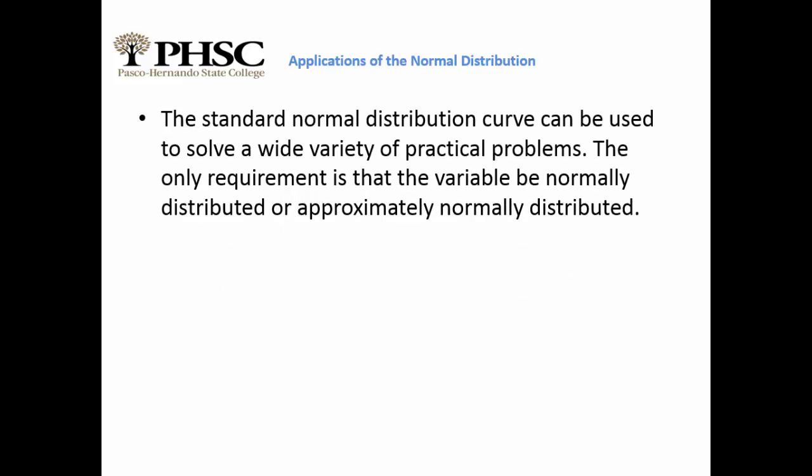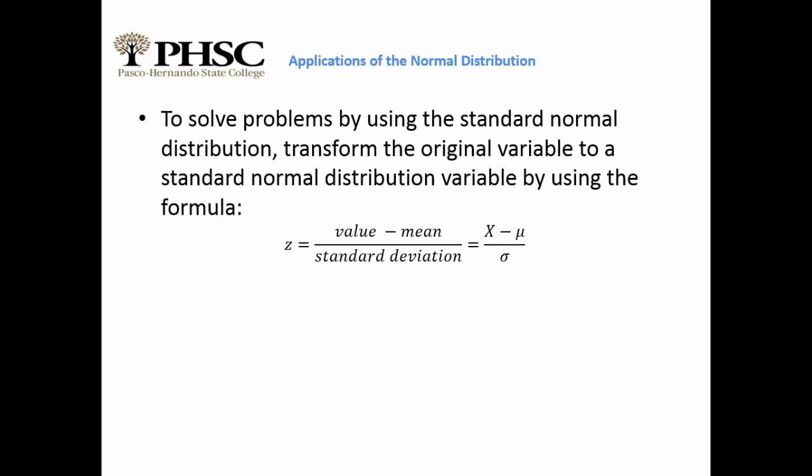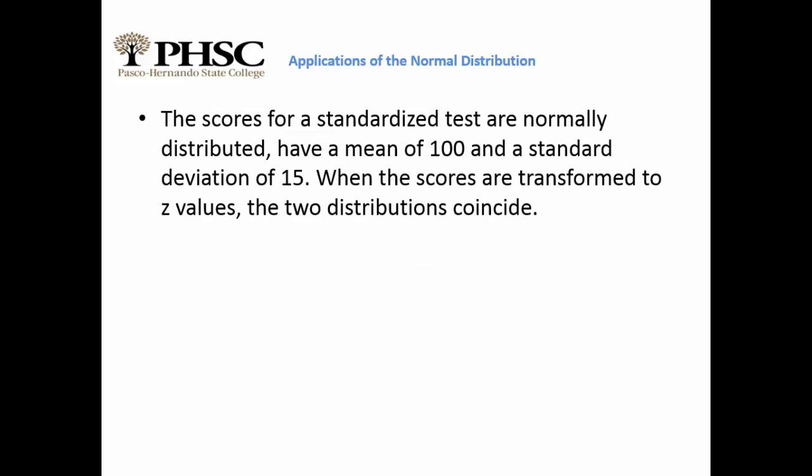So the standard normal distribution can be used to solve a wide variety of problems. And the only requirement is that the variable that we're looking at has to be normally distributed or approximately normally distributed. Now, to solve these problems, what we do is we simply transform the variable into a standard normal variable, in other words, a z-score. And the formula that we use is x minus mu divided by sigma.